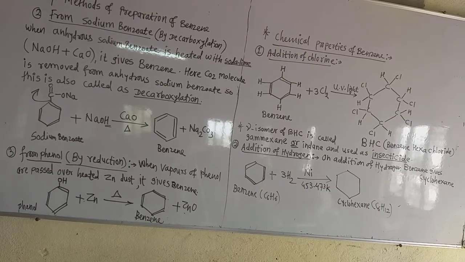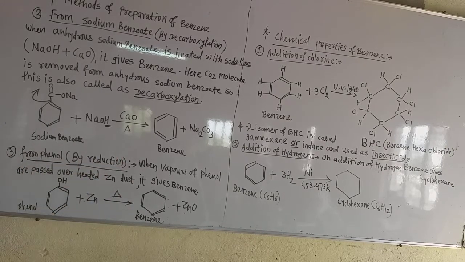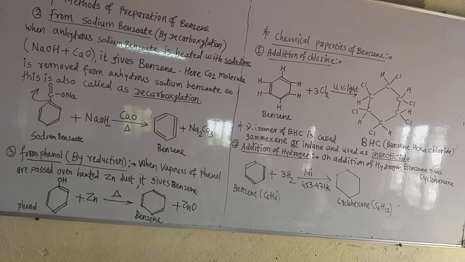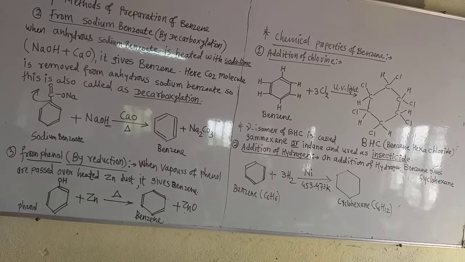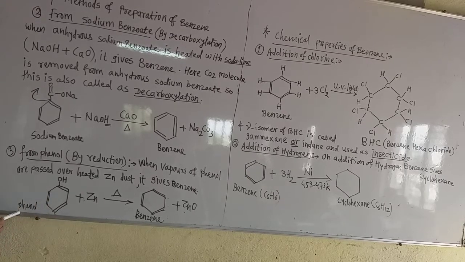Now the third method of preparation of benzene. We are seeing the methods of preparation of benzene, that means on the product side we want to yield benzene. This reaction is also called reduction. If we do the reduction of phenol, you know what is meant by reduction? Addition of hydrogen or removal of oxygen is called reduction. Now if the OH group is attached to the benzene ring, it is called phenol.